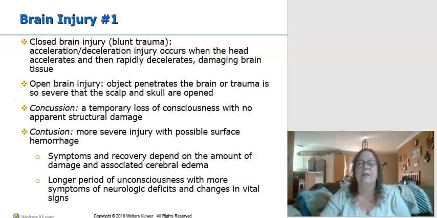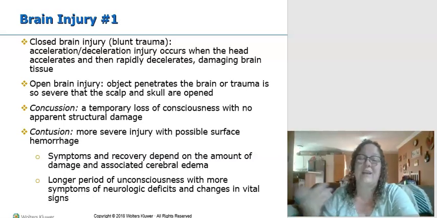A concussion is a temporary loss of consciousness with no apparent structural damage. A contusion is more severe injury with possible surface hemorrhage. Symptoms and recovery from a contusion depend on the amount of damage done and then the associated edema afterwards. They have longer periods of unconsciousness with more symptoms of neurological deficits and changes in vital signs than you would see in a concussion.